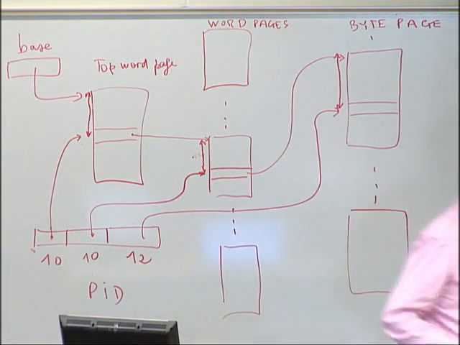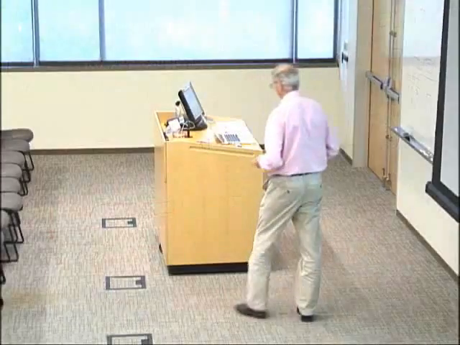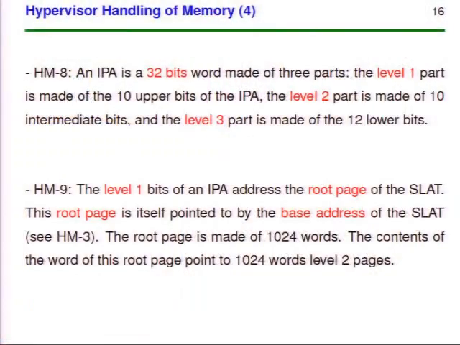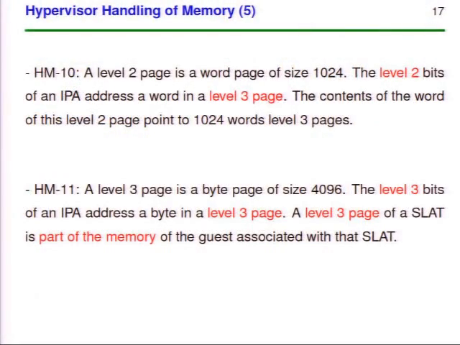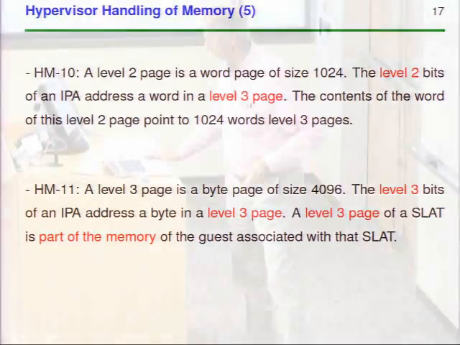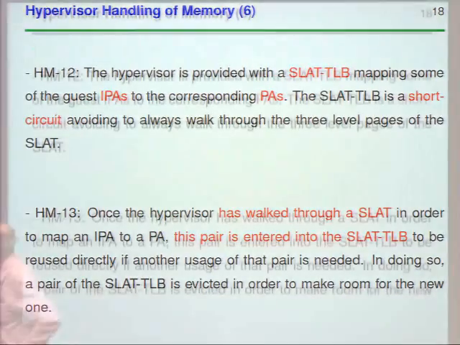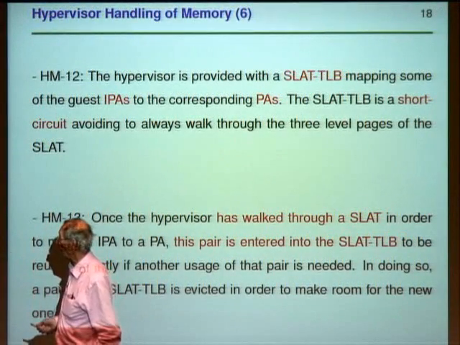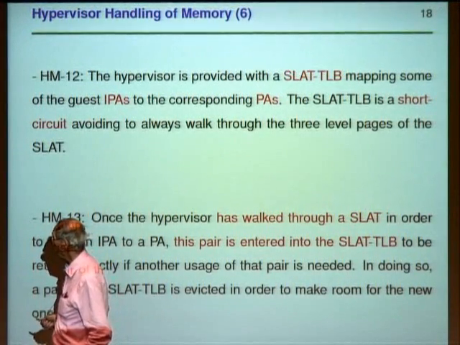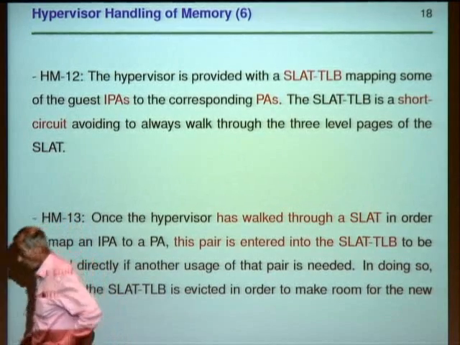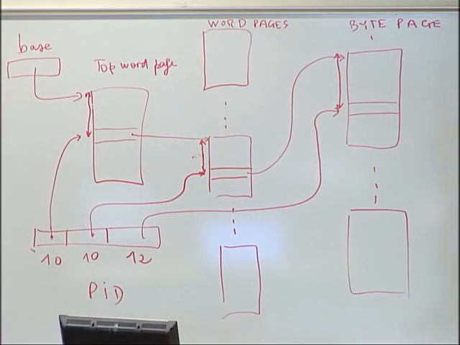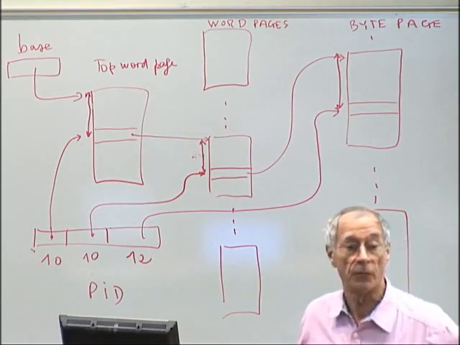Of course, the problem is that, and this is all explained in those requirements. So you see, we push the requirement down to this low level. And of course, this is very time consuming, because in order to go from an IPA to a PA, we have to walk through 2 levels. So it means 2 memory accesses, far too much.